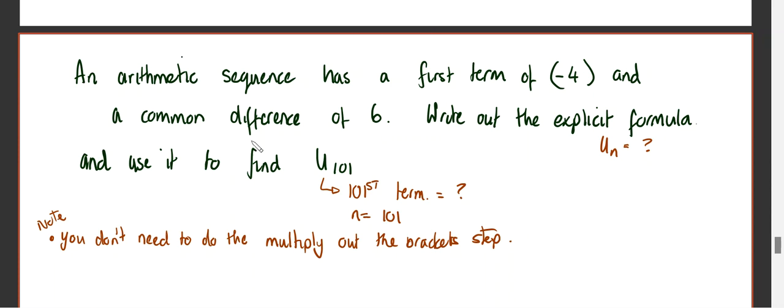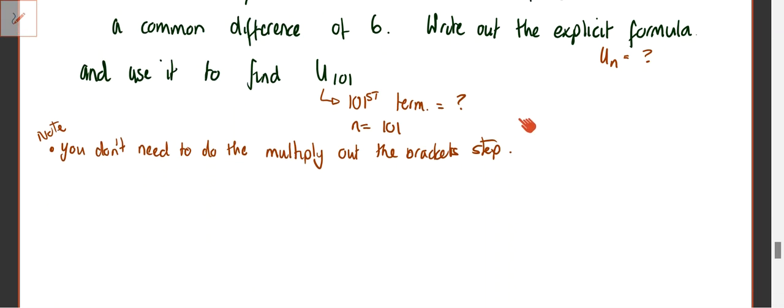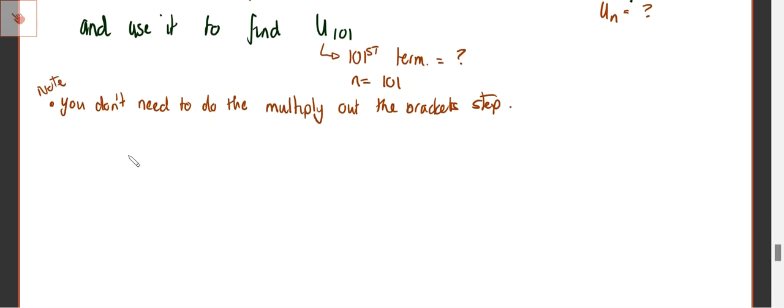Alright, so an arithmetic sequence has first term -4 and a common difference of 6. Write out the explicit formula and use it to find the 101st term. From what we've done in class, the formula that you are going to use was Un equals a plus n minus 1 lots of d.